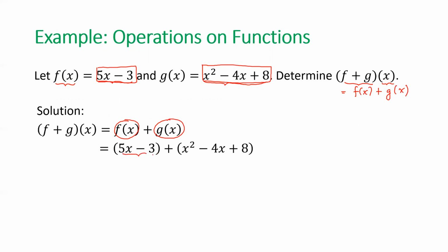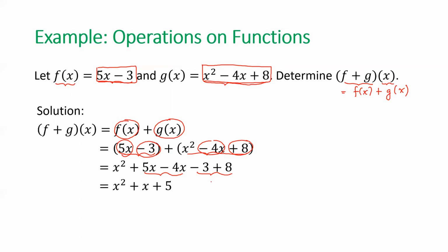So adding them, we get 5x minus 3 plus the quantity of x squared minus 4x plus 8. Adding the similar terms, we will get x squared plus 5x and then minus 4x, and then we have minus 3 and then plus 8. So we can combine 5x minus 4x and we can combine negative 3 plus 8. This gives us x squared plus x plus 5, because 5x minus 4x is positive x and negative 3 plus 8 is positive 5. So this is f plus g of x.